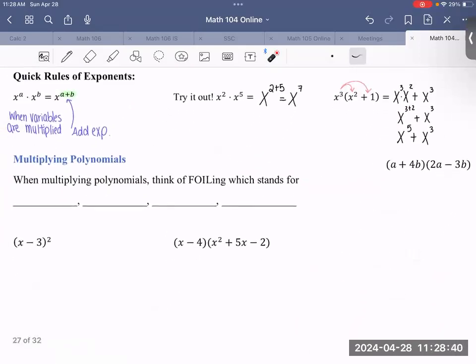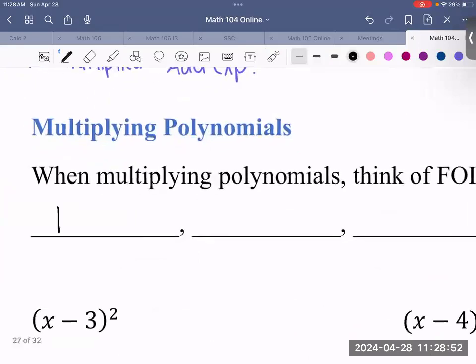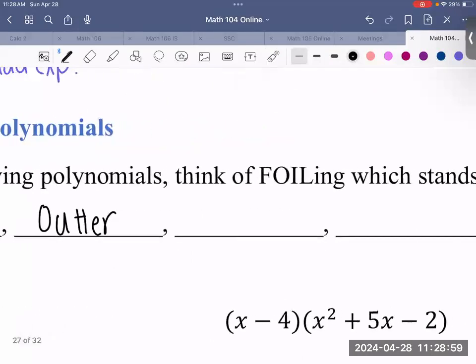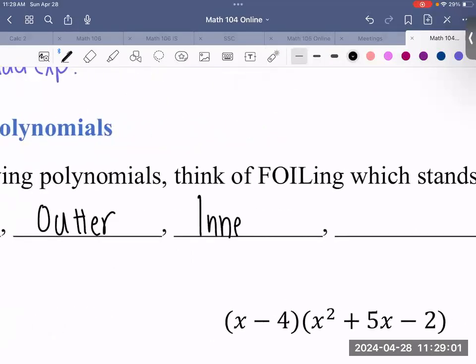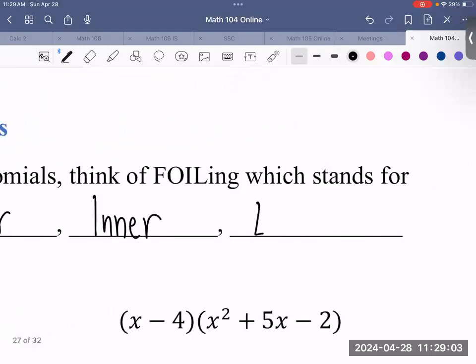So after those examples, we are going to be working on multiplying exponents. So when multiplying exponents or polynomials, think of FOILing, which stands for first, outer, inner, and last.